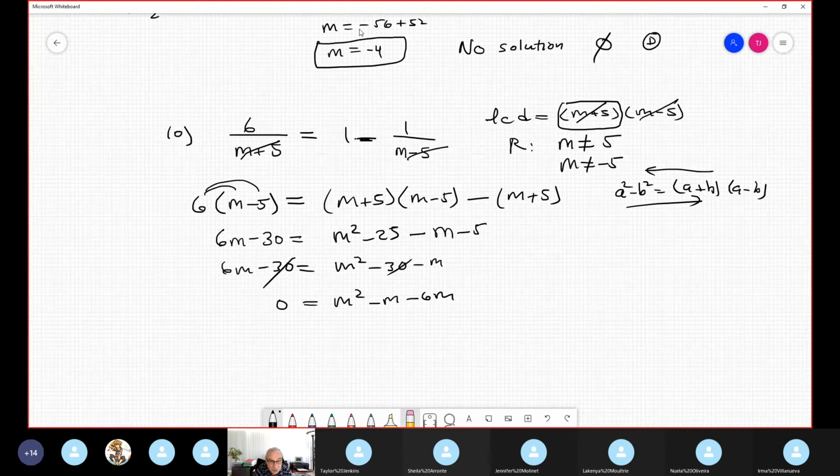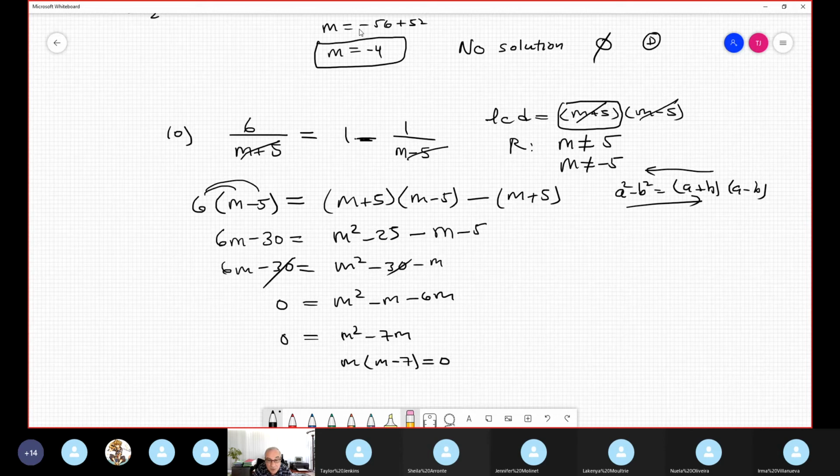I move this. It's a quadratic equation, no? You move everything to one side. It doesn't matter if it's left or right, because the equation is completely symmetric. m squared minus 7m. Now factorization. The GCF is m, so m times m minus 7 equals 0. That means we have the solutions 0 and 7. According to the restriction of 5 and negative 5, we have no problem. This is option A. Okay, 0 and 7. Any question?